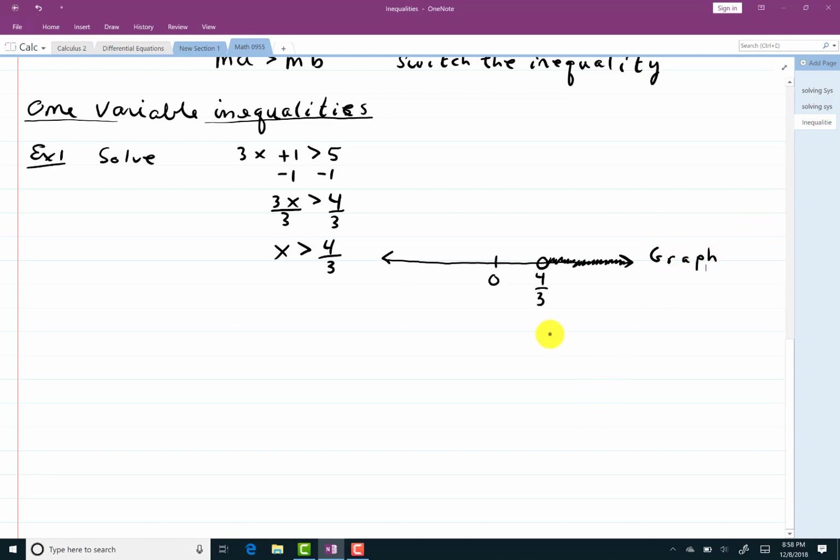But we can also write it in this format where I write 4/3, comma, infinity, and I have parentheses around it. This is called the interval solution. So typically you'll get an answer like this, and then you'll have to convert to a graph and an interval. Let's try another one.